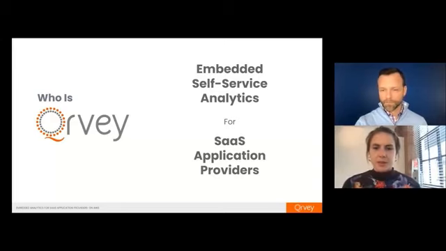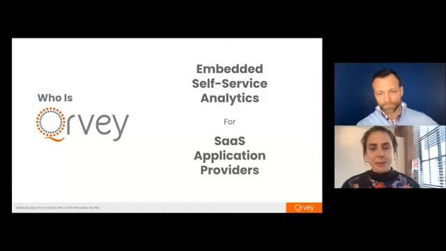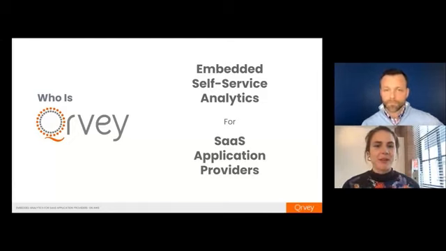Awesome. Another from Ben. How does an embedded analytics platform's architecture need to jive with the architecture of the parent application?